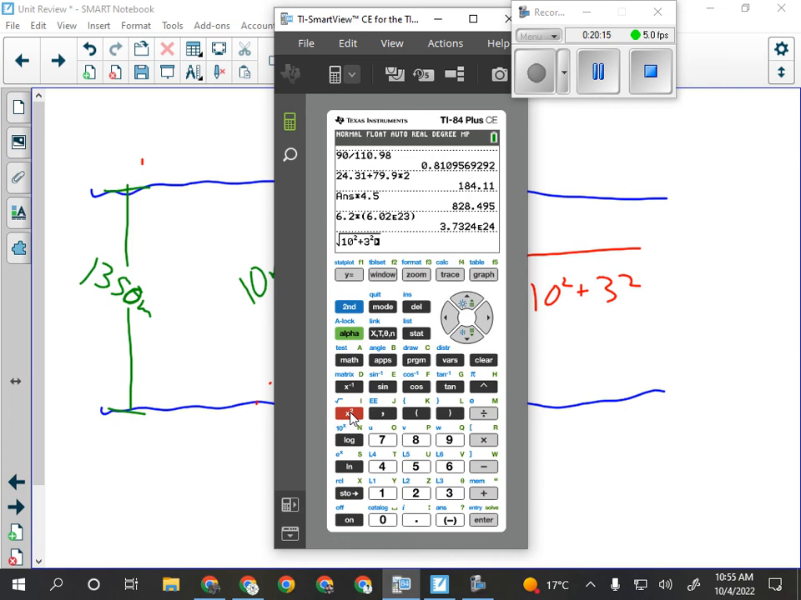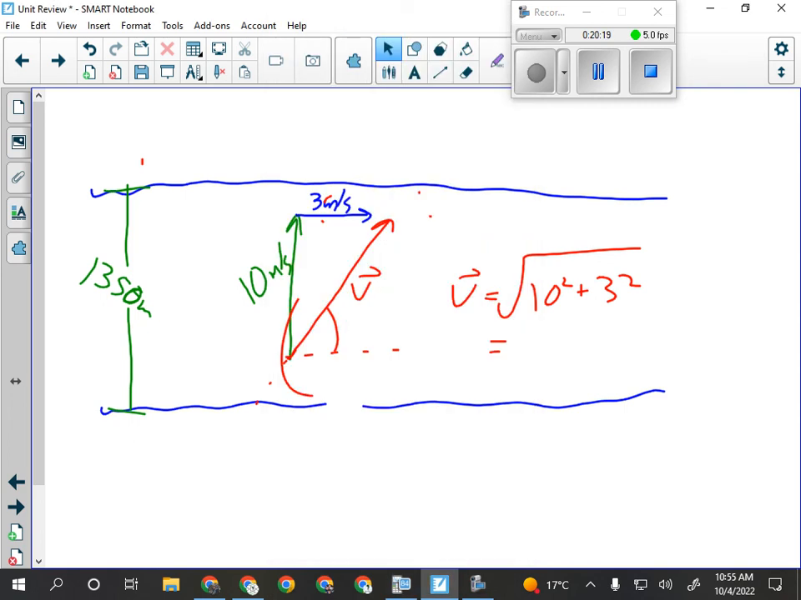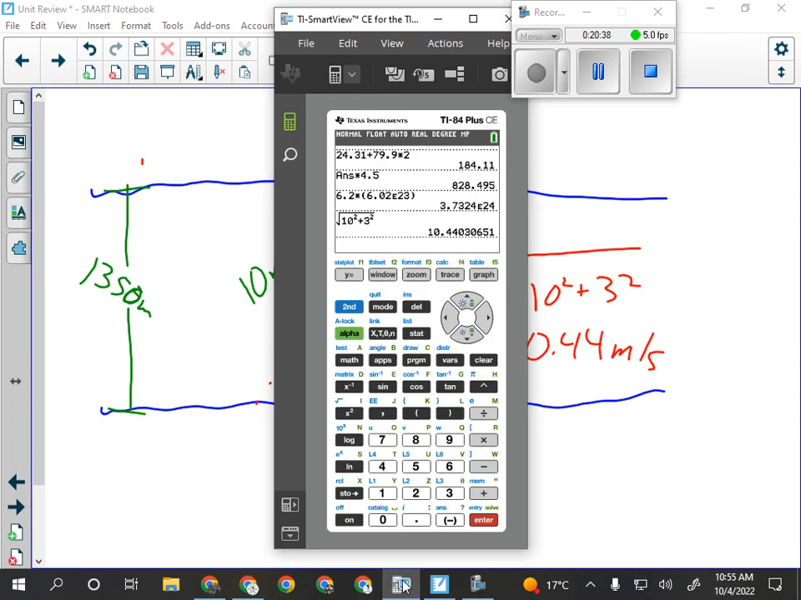Plus 3 squared. All right, so we got 10.44 meters per second. Then we need theta. Because I'm looking for this theta, I'm not going to use this triangle. I'm going to use this one instead, because that'll get my angle inside the triangle. So that'll be the inverse tan of 10 over 3. You could have done the other one and just gone 90 minus as well.